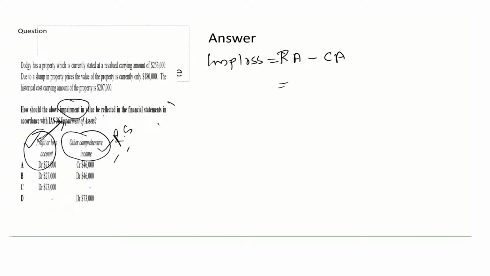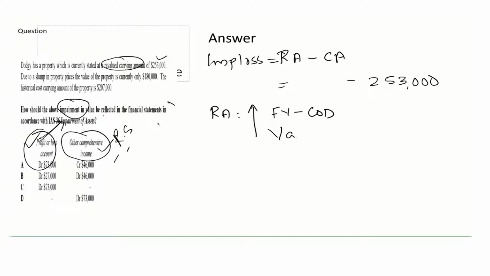Now the question has stated that .g has a property which is currently at a revalued carrying amount of 2,53,000. So right now the carrying amount is 2,53,000. Now what you have to find out is the recoverable amount. Recoverable amount, once again, is the higher of fair value less cost of disposal or value in use. Value in use is nothing but the present value of cash inflows and outflows from the use of this asset. So now we have to find out the recoverable amount.